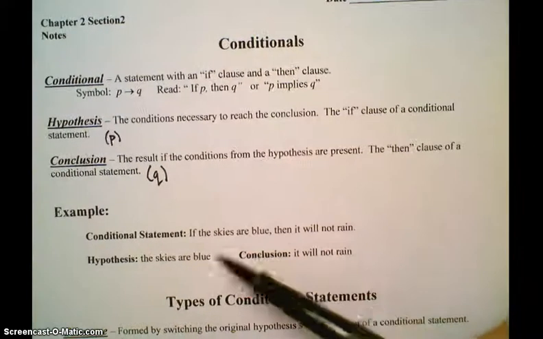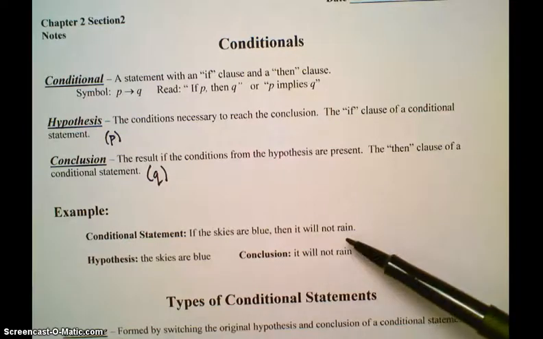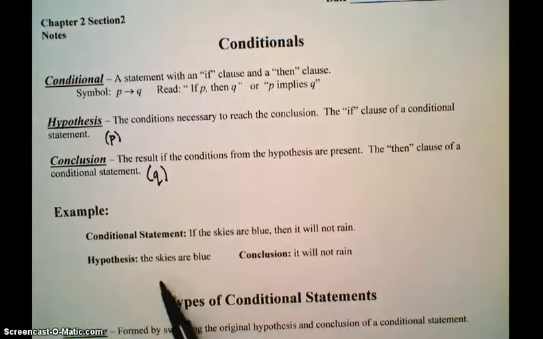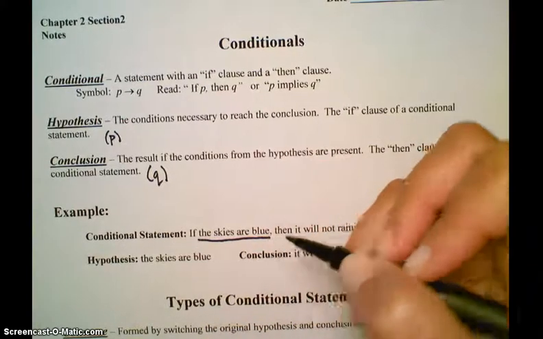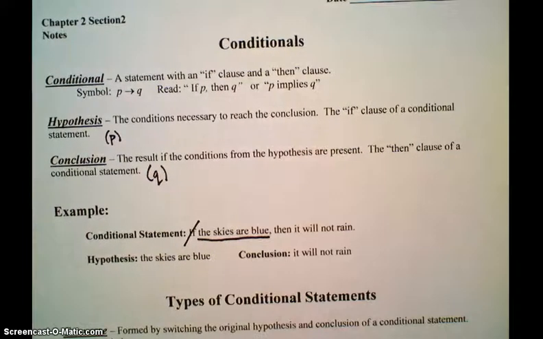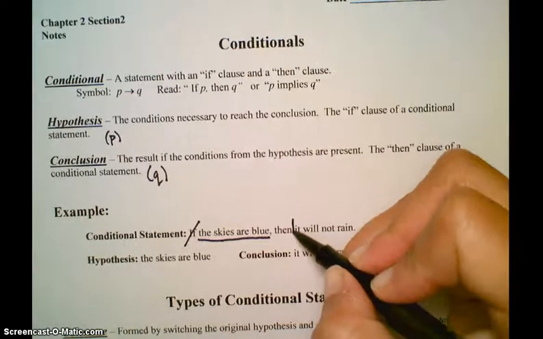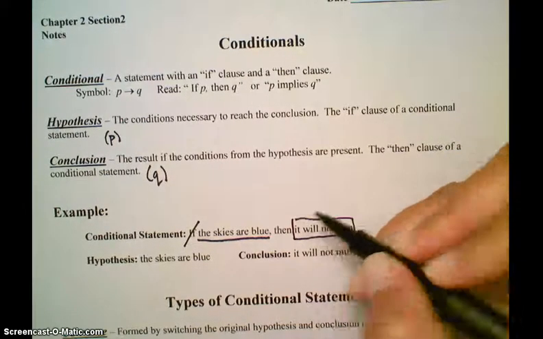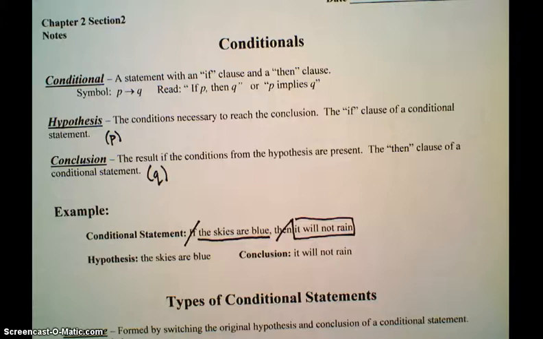Okay, in the first example we have written here, if the skies are blue, then it will not rain. So the hypothesis is the skies are blue. Notice we do not include the word if in the hypothesis. We leave it out. We only use the clause that follows. The conclusion, it will not rain. Same thing, we're only going to use the clause as the conclusion. We're going to ignore the word then. Very important for deciding on hypothesis and conclusion.